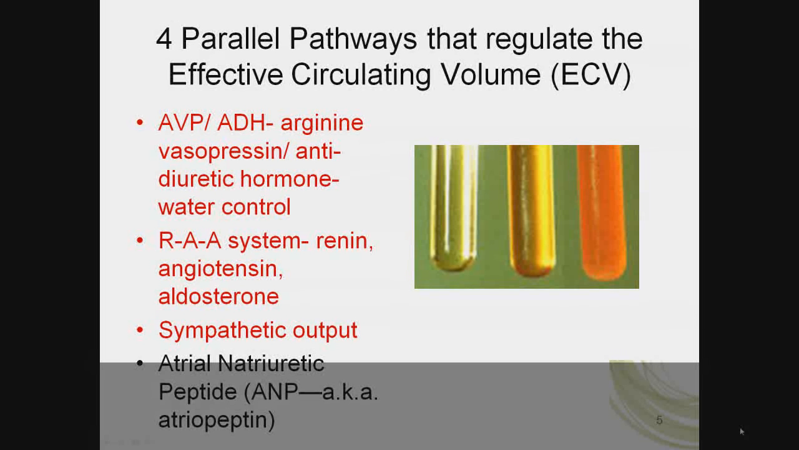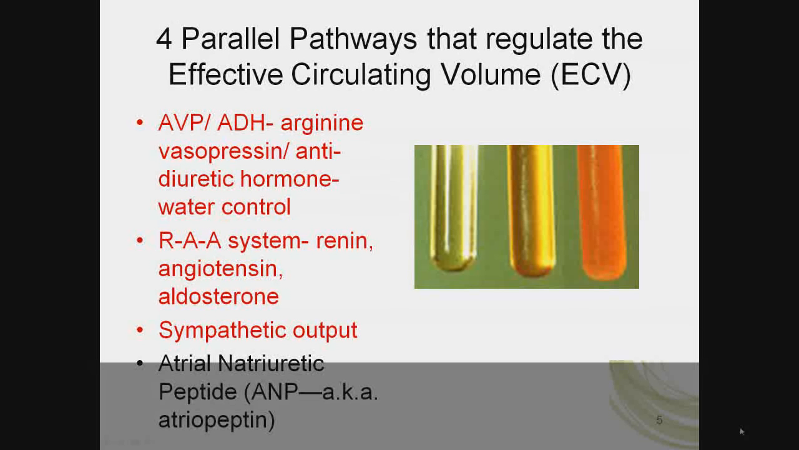The first one is AVP-ADH, and AVP stands for arginine vasopressin, and ADH stands for antidiuretic hormone. The next one is RAA, and we've learned this before. That stands for renin, angiotensin 2, and aldosterone. And I've told you that actually bullet 1 and bullet 2 should go together. It should really be the RAAA mechanism for renin leading to angiotensin 2, leading to aldosterone, leading to ADH. And then the last bullet is the sympathetic output.